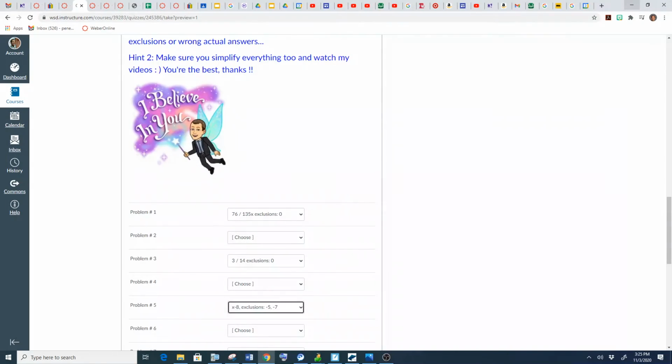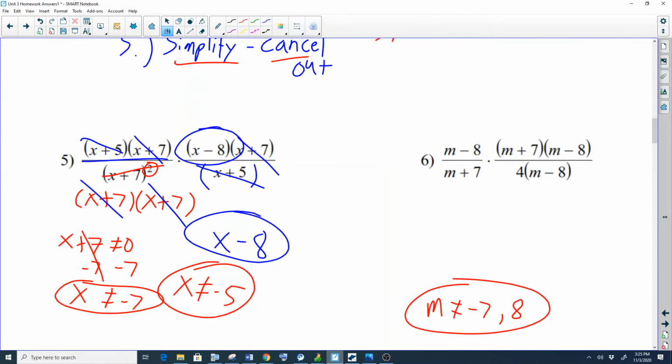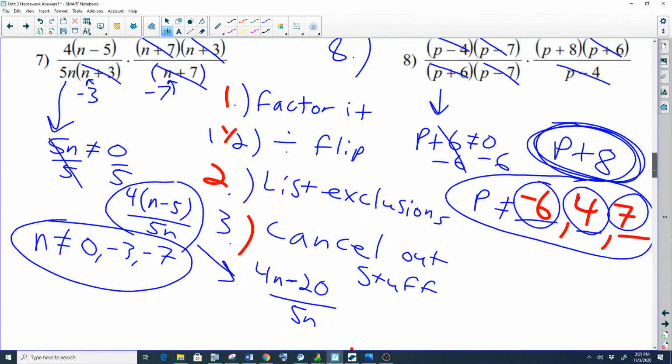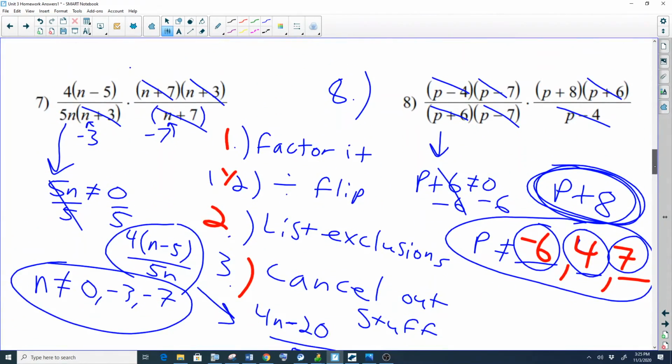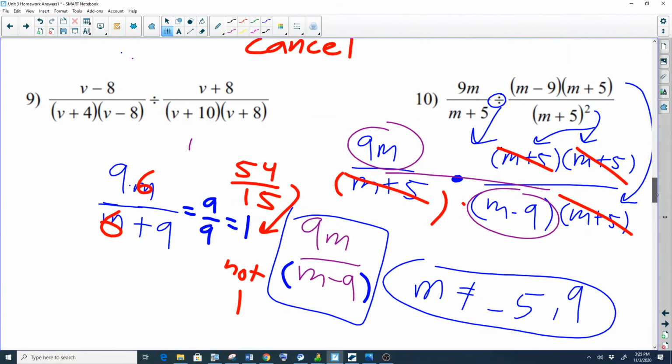Ooh, we have time for one more. So really quick now. If you're doing division, that means you're going to have to flip and multiply, right? Flip and multiply. And so when we say flip and multiply, that means that like the v plus 8 and the v plus 10 are going to come up here. Division becomes multiplication. And then the v plus 8 up there comes down here, right?